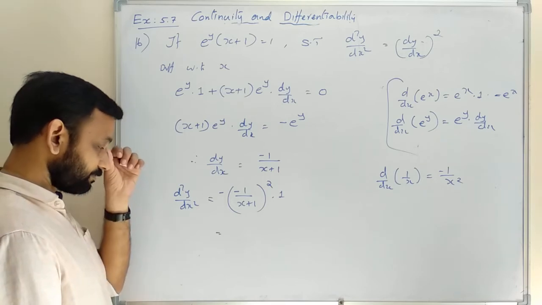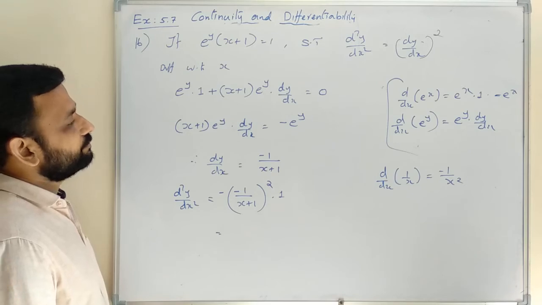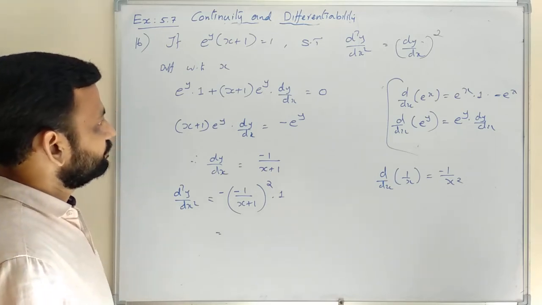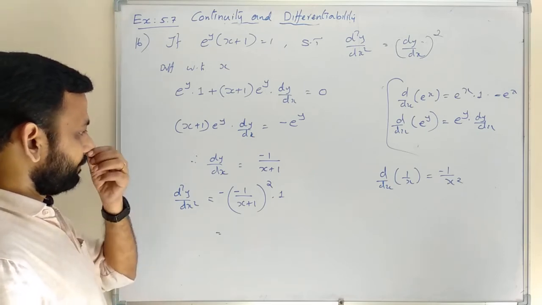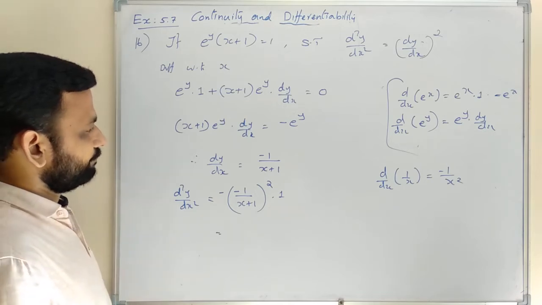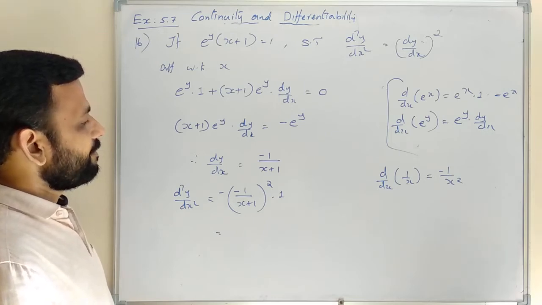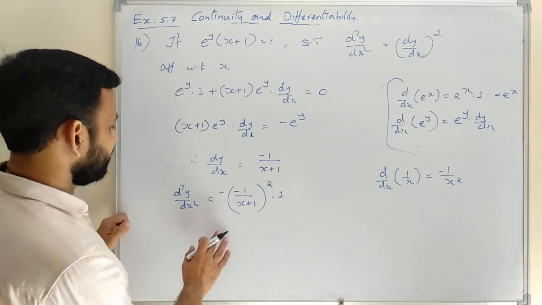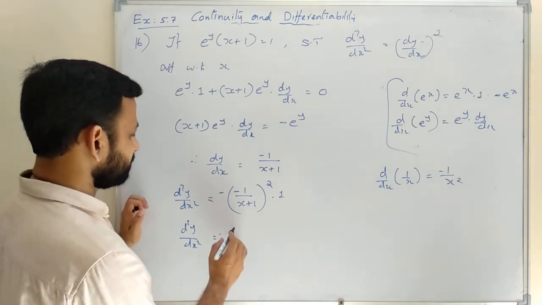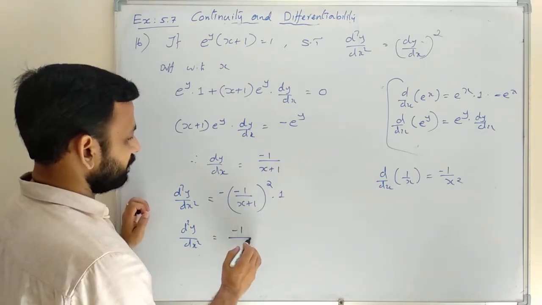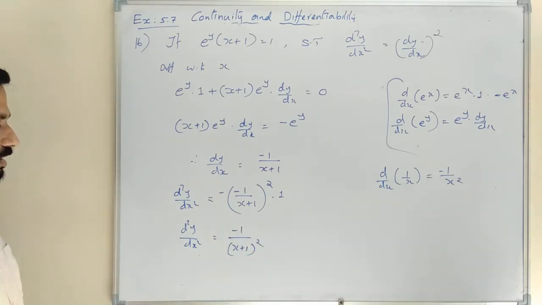So here we will get d square y by dx square equal to minus 1 upon x plus 1 whole square.